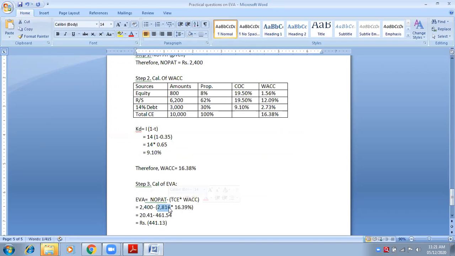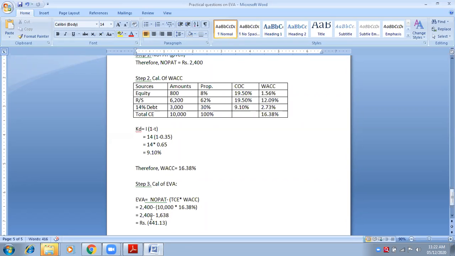What is total capital employed? Can anybody tell me? 10,000. Very good. What is WACC? 16.38 percent. Very important, don't forget the percentage. So solve the bracket. First, you have to write 2,400 as it is until we solve the bracket. In the bracket, you have 10,000 into 16.38 percent. So what is the answer of that? 1,638. Is it correct?